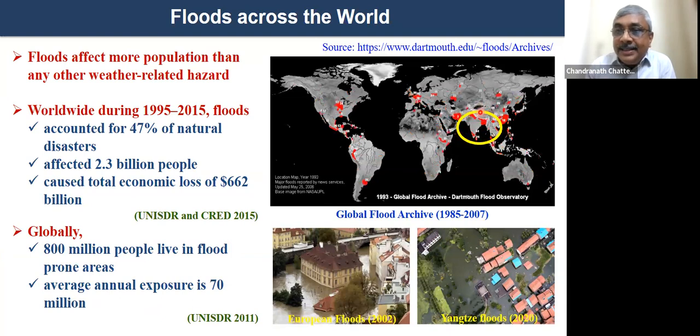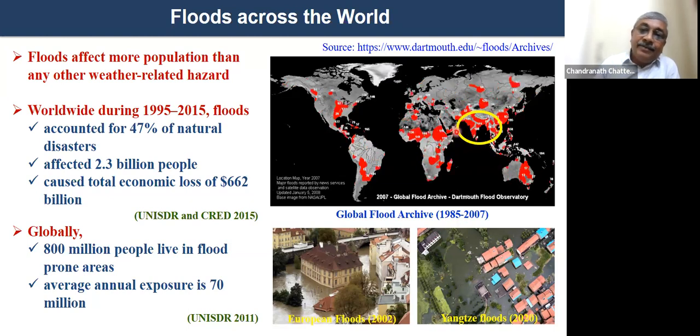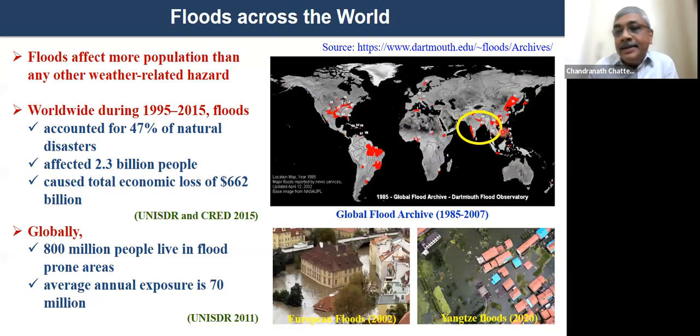If you see this animation over here, it deals with the global flood archives for 30 years, from 1985 to 2007. It shows the worldwide flooding scenario all over the world. But if you focus on this area, which is South Asia, you can see that it is regularly affected by floods almost every year. And the main concern is that 50% of the world's population resides in South Asia, like India and China.